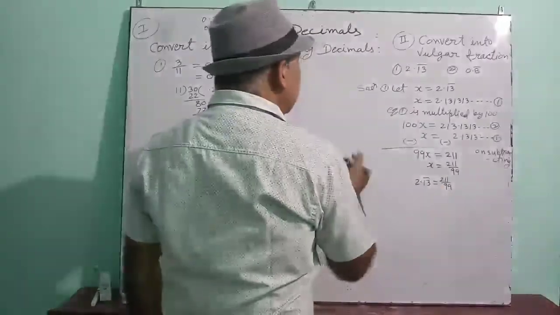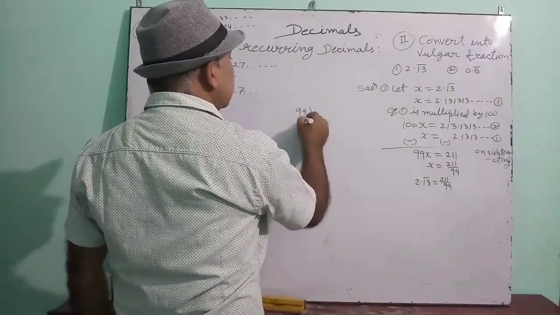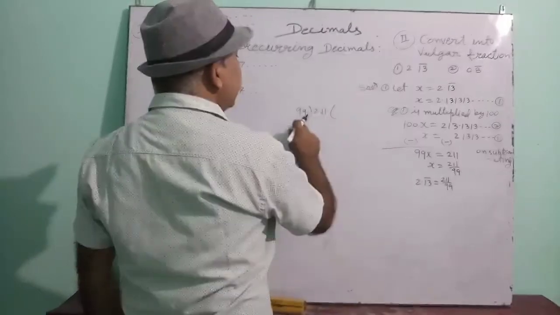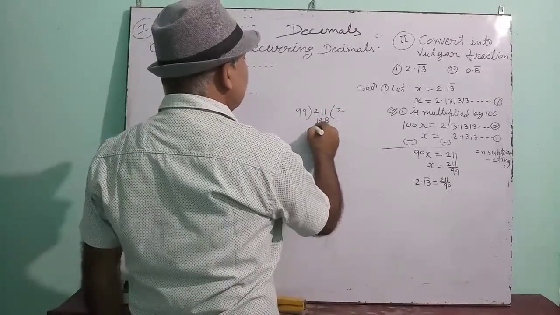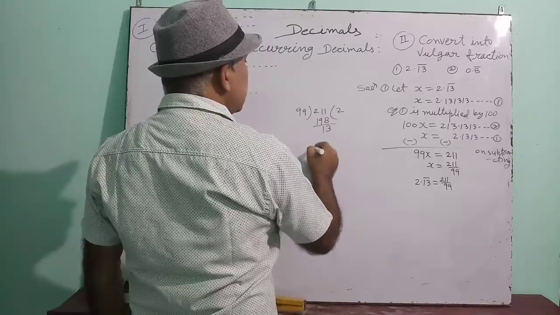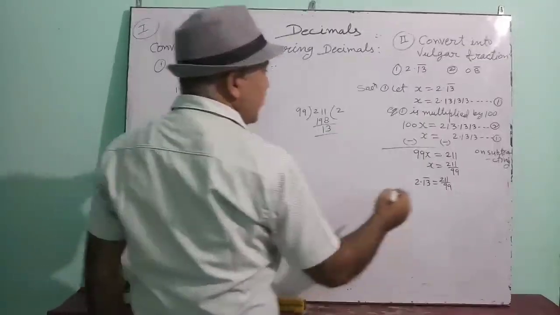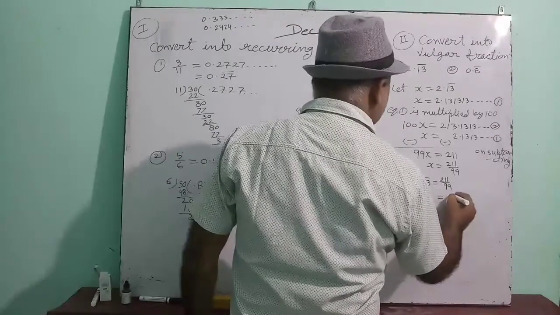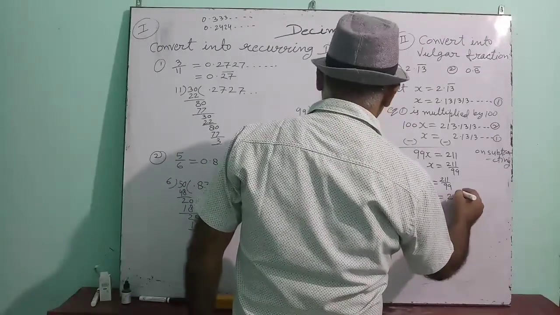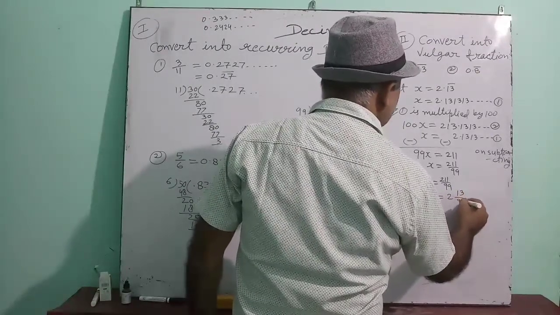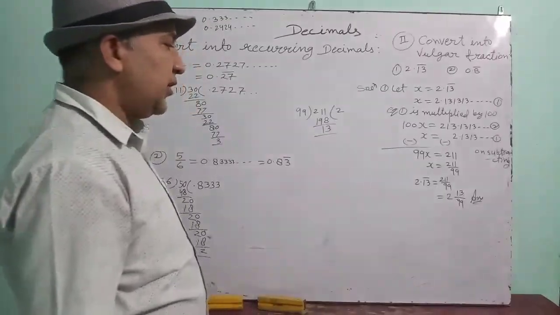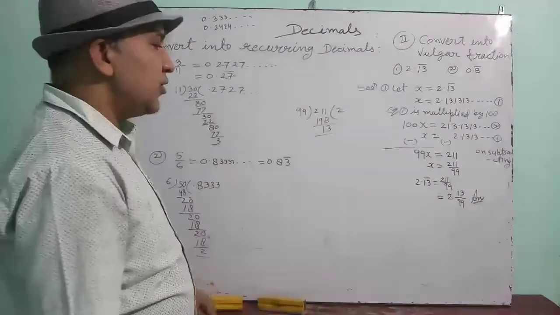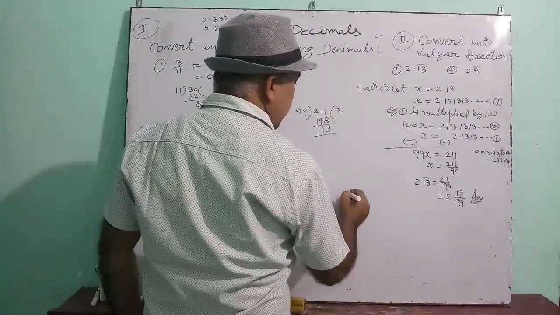Convert this into a mixed fraction. See this one. When 99 divides 211, take it 2 times, 198. 13 is the remainder, which means it can be written as 2 and 13 upon 99. This is your answer. Okay? Have you seen how to do it? See the second one also.